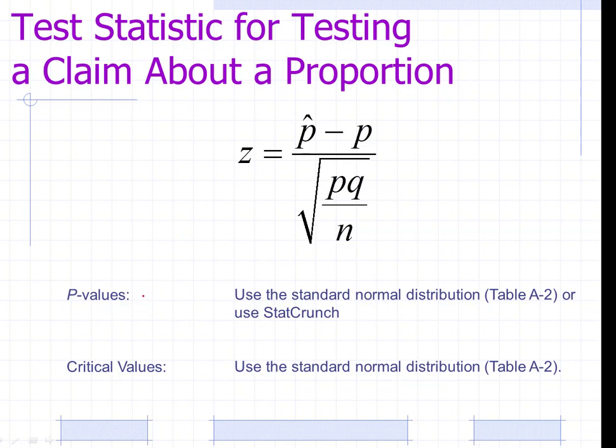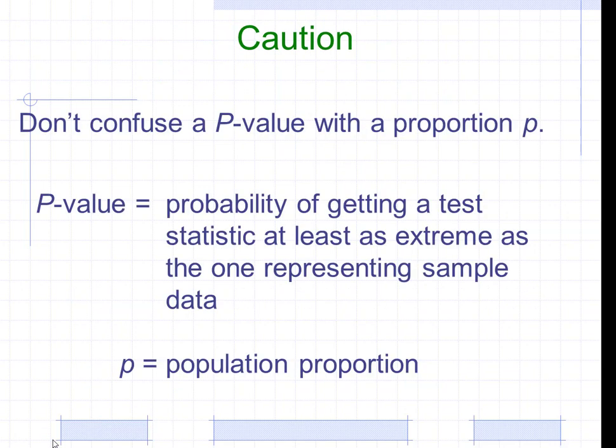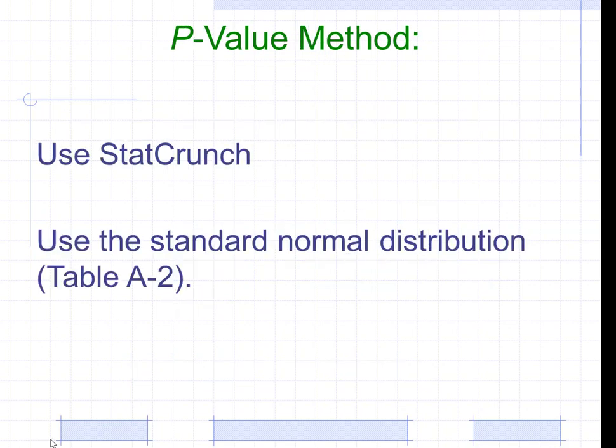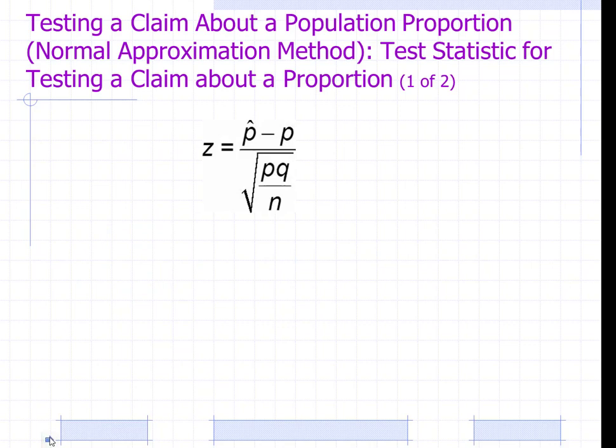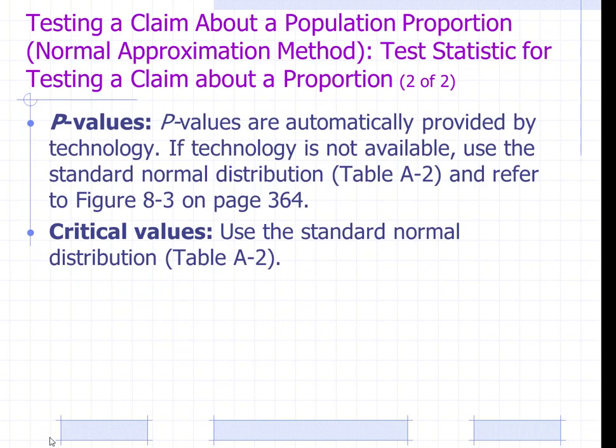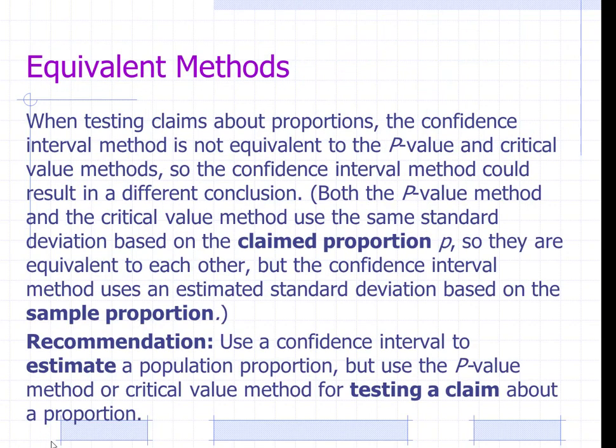Now, most of the time we are going to use p-values using StatCrunch. And again, the P-value is not the population proportion. I try to use a capital P for the P-value, and it will always say P-value. So I would recommend that you use StatCrunch. So let's look at this. There's our formula, and we get the P-values automatically from StatCrunch, and you can look in your book for how to do it with critical values.